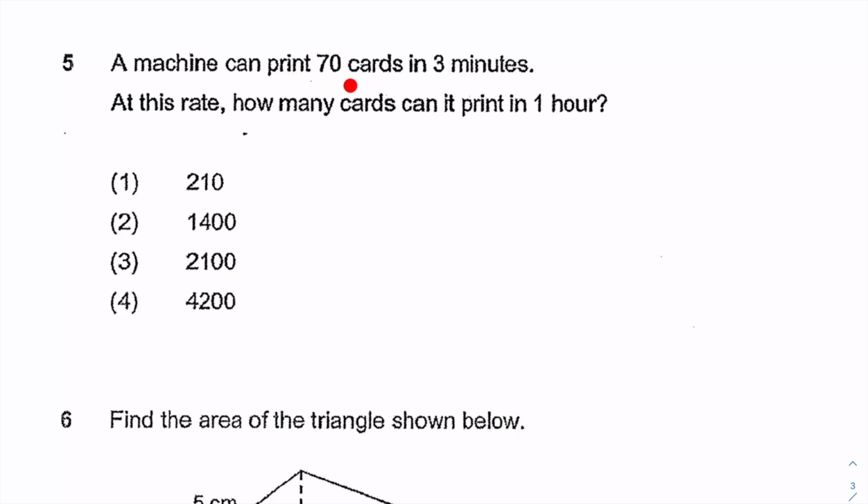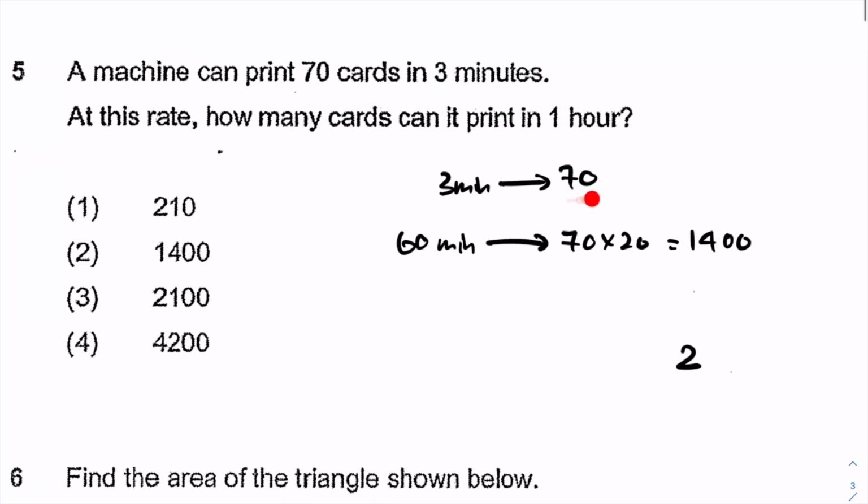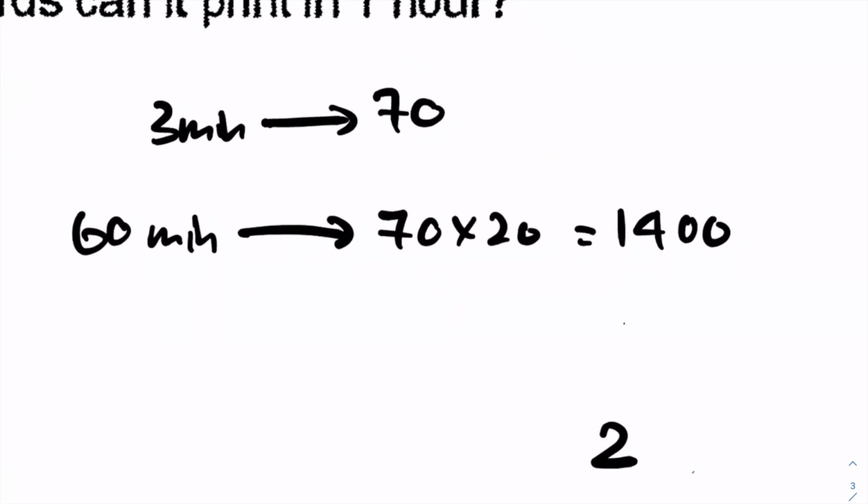A machine can print 70 cards in 3 minutes. How many in 1 hour? So what I can do is to say, alright, 3 minutes, 70 cards. 1 hour is also known as 60 minutes. So from 3 to 60, I can simply multiply by 20. So do the same on the right hand side. 7 times 2 is 14. Add another 2 zeros, you get 1400.